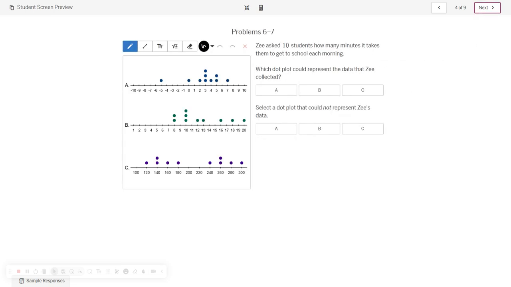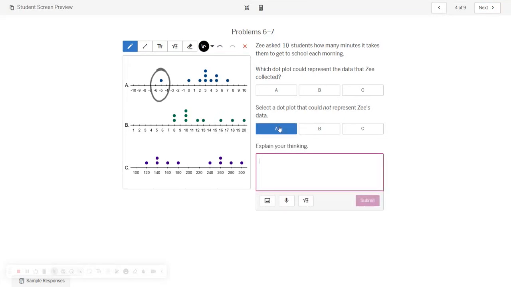Dot plots. 10 students, how many minutes would it take them to get to school? Which dot plot could represent, which could not? Let's start with the could not. You can't take -5 minutes to get ready for school. And right here, I hope that you're not taking 300 minutes to get ready for school. That's like 5 hours. That's a bit too much. And so I'm going to go with A.